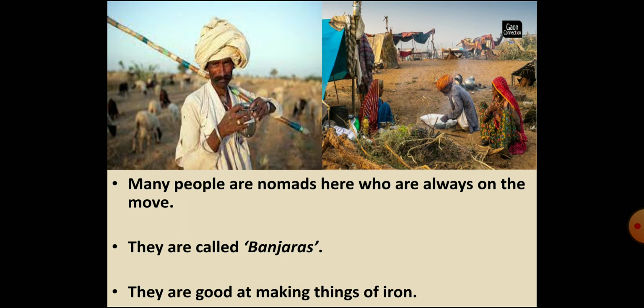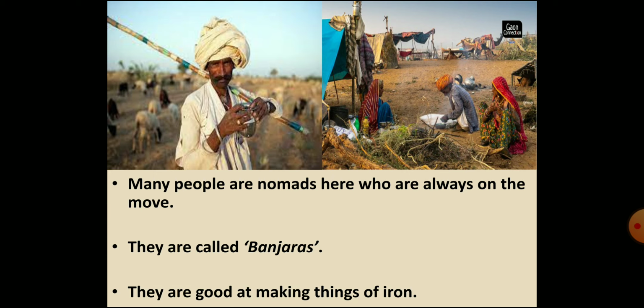A large number of people in the desert are nomads. Children, nomads are people who move from place to place. The Banjaras are the nomadic people in the Thar Desert. Their main occupation is cattle rearing. So they keep on moving from one place to another for the availability of water and pasture for grazing their animals. These nomads are considered to be experts in making goods of iron.